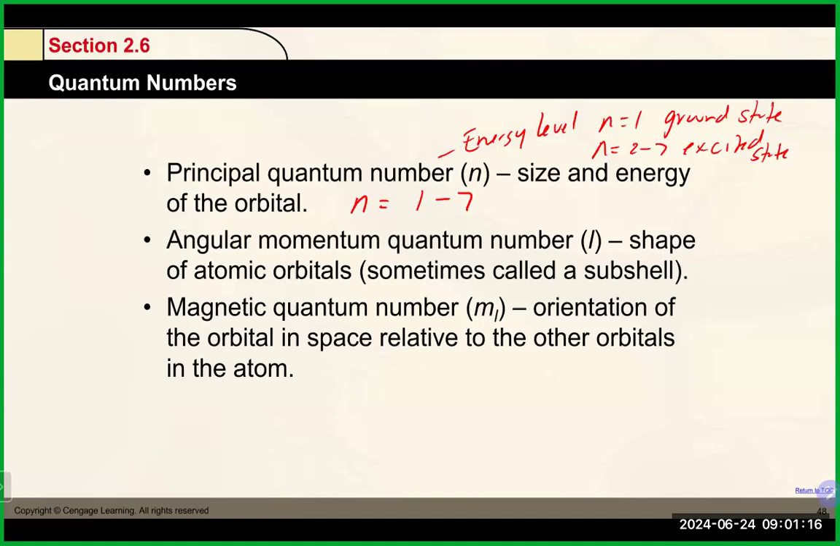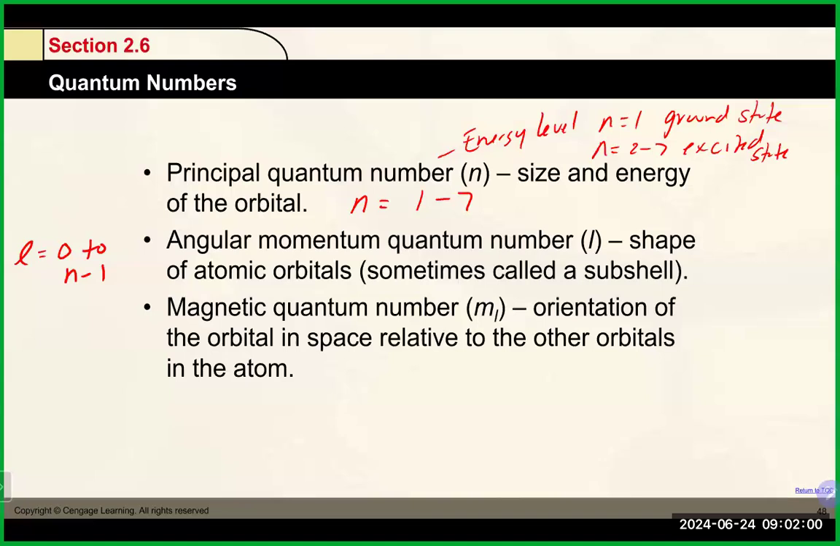Now, the second quantum number is what is referred to as the angular quantum number, and that has a value of L. L is the shape of the atomic orbitals. You could think of it as representing the type of orbital you're talking about. L can have values of 0 to n minus 1. Those are all the possible values for L, given whatever n value you have. You start at 0, taking whole numbers, and go up to n minus 1.